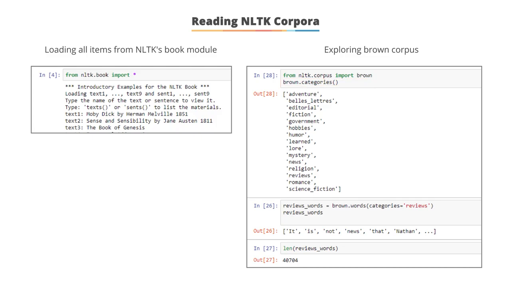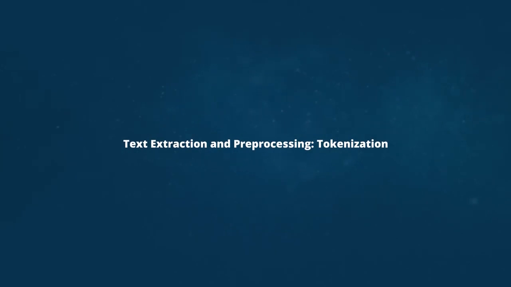Select a genre and assign that genre to a variable using the following syntax: variable name is equal to brown.words(categories='genre name'). Now, in order to see the available words inside the selected genre, just enter the defined variable name as a command. Let's understand text extraction and pre-processing in detail.